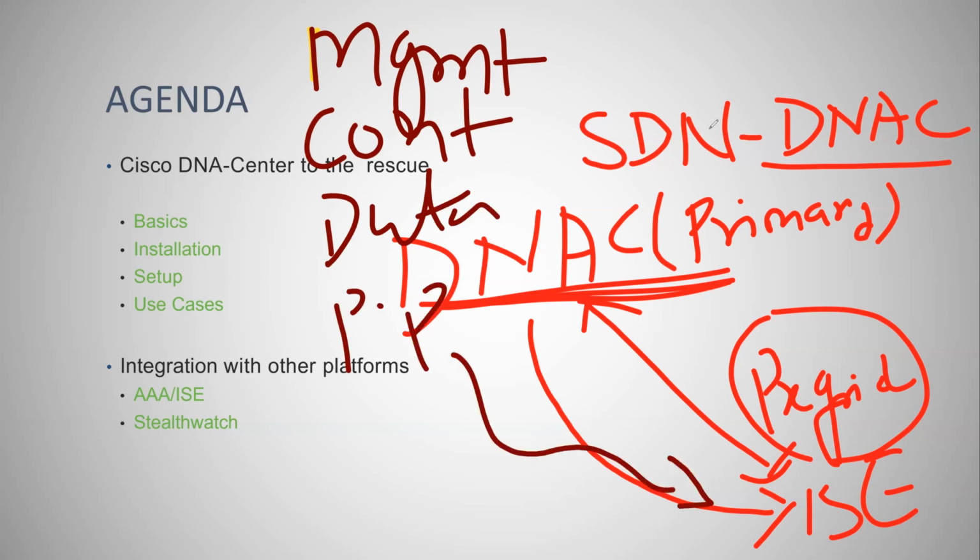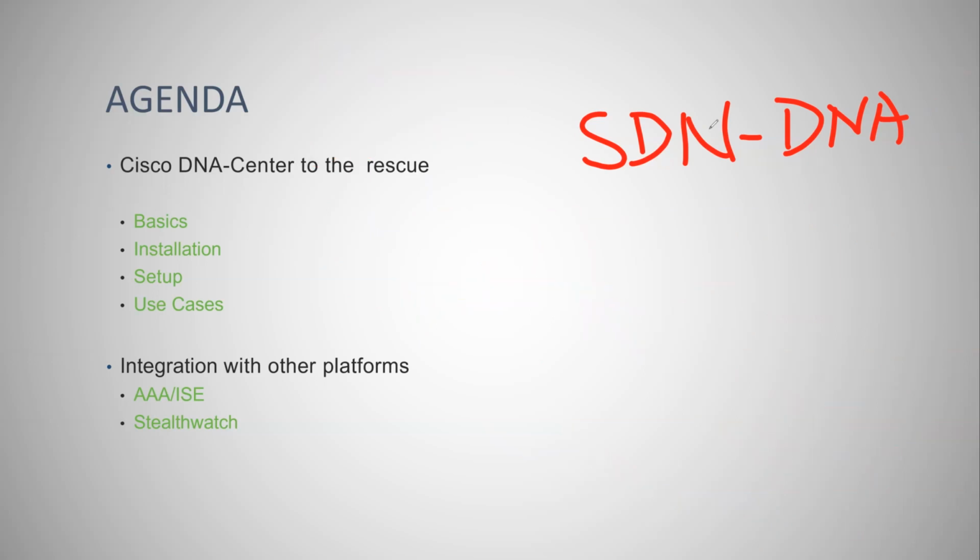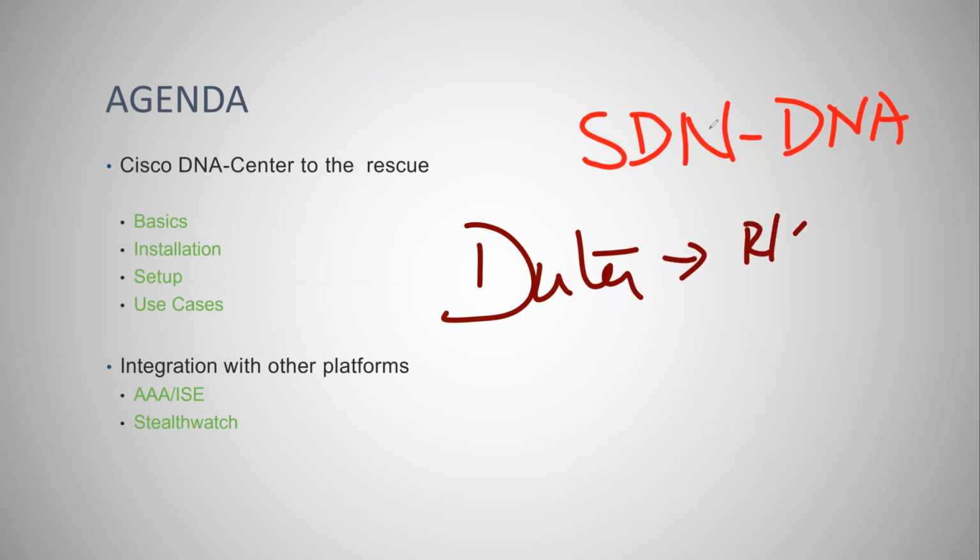Data plane, what is the data plane in DNA? Let's go one step ahead now. What's the data plane we have in DNA? The routers and switches where actual data is moving. Routers, switches, APs, they are nothing but the data plane devices, right?